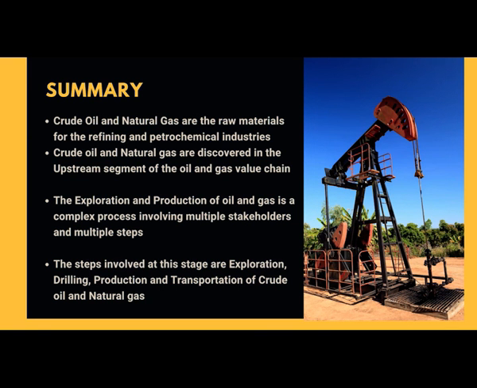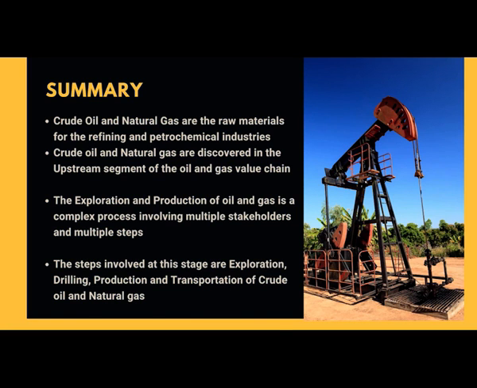So, in this episode, primarily we tried to understand what the raw materials for the petroleum refining industry are, that is crude oil and natural gas, and it is our responsibility to understand how this crude oil and natural gas are being produced. In that context, we tried to understand the different techniques like exploration, drilling, and production. These steps involve multiple stakeholders and multiple steps. This is what we have tried to understand, and we got a high level overview of the raw material meant for our petroleum refining industry.